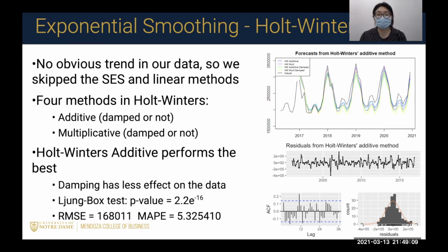So we move forward to check the Ljung-Box test results. All the p-values are approximately equal to 0, which suggests that residuals have autocorrelation. Therefore, we compare the accuracy of all methods, and the Holt-Winters additive method has the lowest RMSE and MAPE. Besides, both damped methods have low accuracy, which indicates that damping has less effect on our data because long-term data don't vary from short-term data. So we can conclude that Holt-Winters is not an efficient method for our forecast.